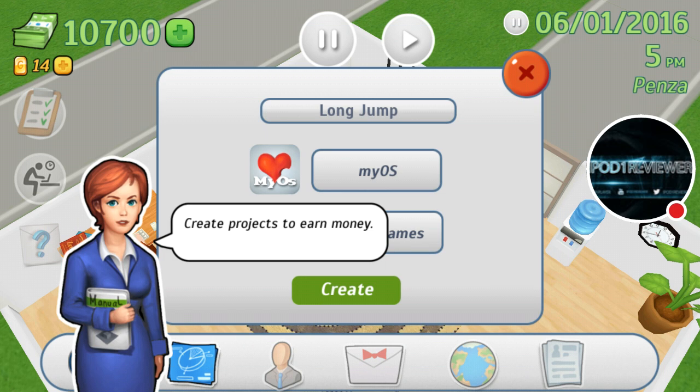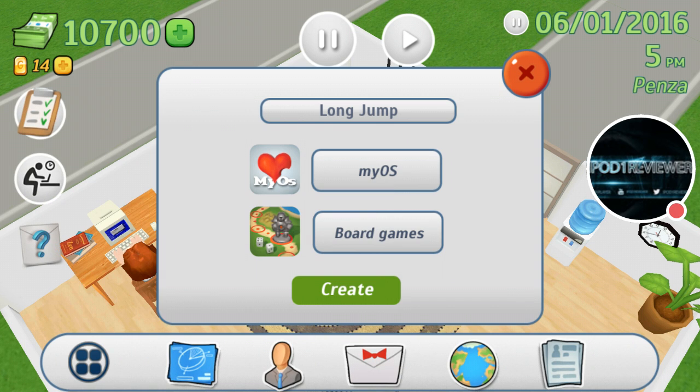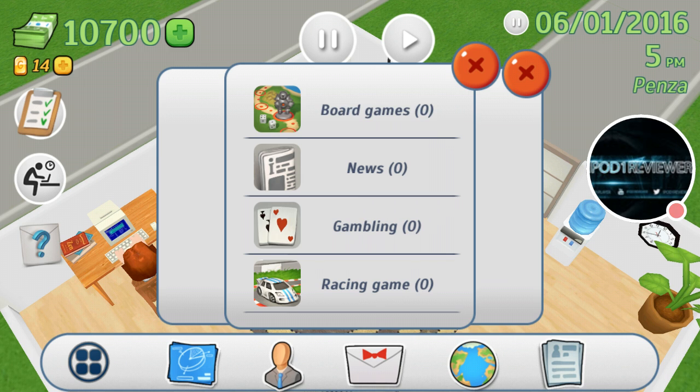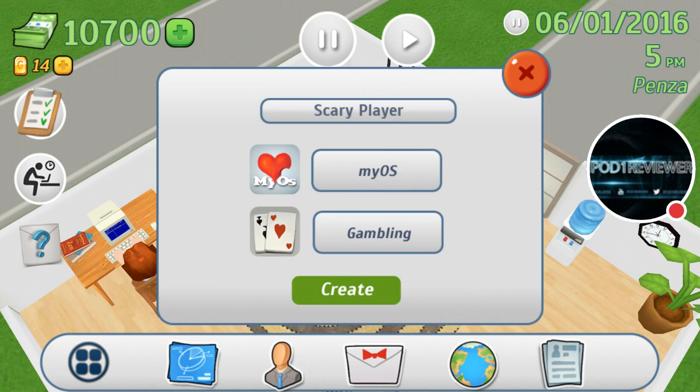Ooh, yeah. Let's create a project. Create projects, earn money. All right, cool. For now, you only have access to a few platforms and categories. All right. So my OS, let's do board games. I'm into that. Gambling. Yeah, why not? Let's gamble, guys. Let's gamble.